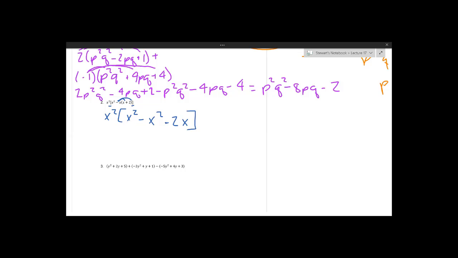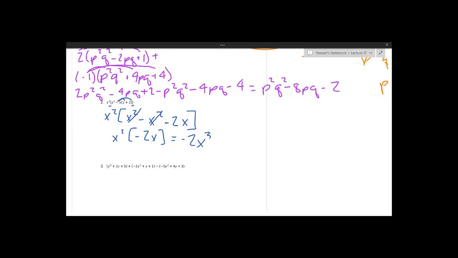Okay, so now we have x squared minus x squared. Those terms go away. So all we have left is x squared times negative 2x. And then, x squared times x is x cubed, and the negative 2 is still the coefficient. So we have negative 2x cubed as the answer.